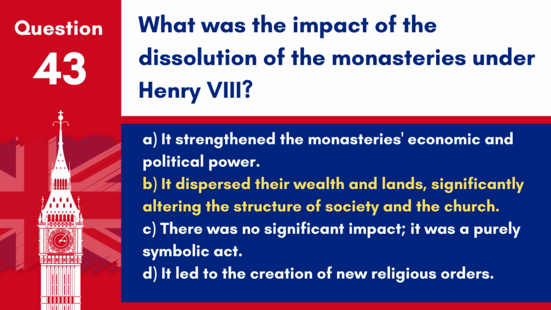Answer B. It dispersed their wealth and lands, significantly altering the structure of society and the church. The dissolution of the monasteries under Henry VIII marked a major shift in religious and economic power in England, redistributing wealth and land from the church to the crown and lay nobility.